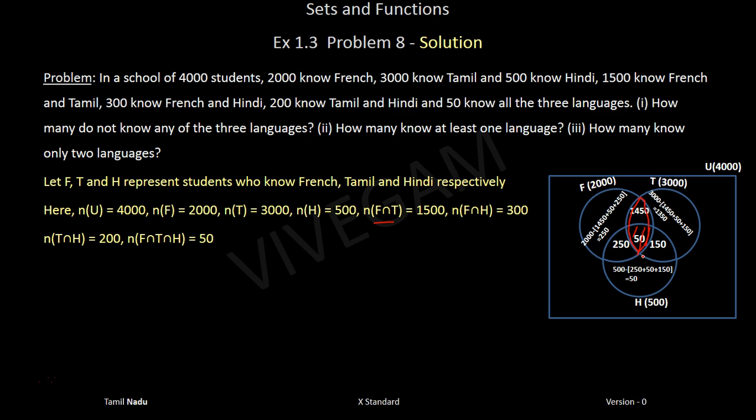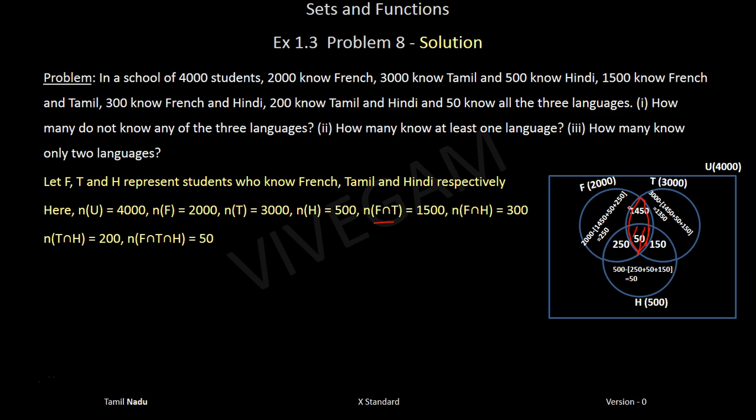Similarly, Tamil and Hindi is 200, right? So this portion, Tamil and Hindi, is 200, out of which 50 is already counted, because apart from Tamil and Hindi, they also know French. So you have to subtract that 50. So the remaining is 150. So now we have done all three languages and the people who know only 2 languages. So this is all counted.